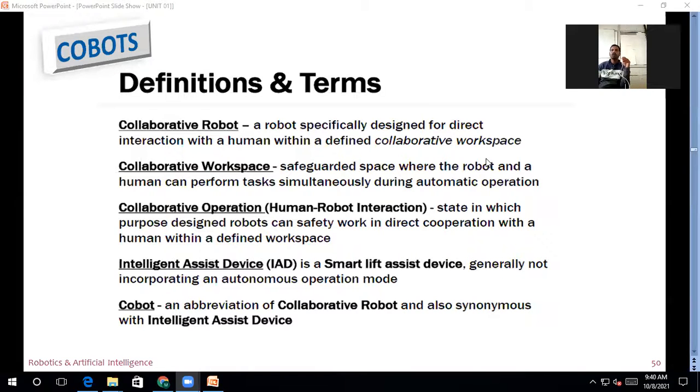We have seen these definitions of collaborative robot. Again, what is meant by collaborative workspace? Next, we have seen collaborative operations. After that, we saw what is meant by intelligent assistant device. Lastly, we saw the cobot. This part we have seen in the last lecture.